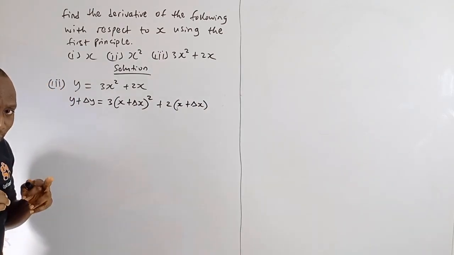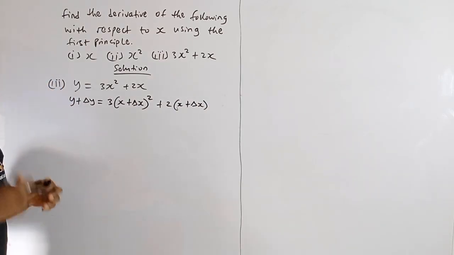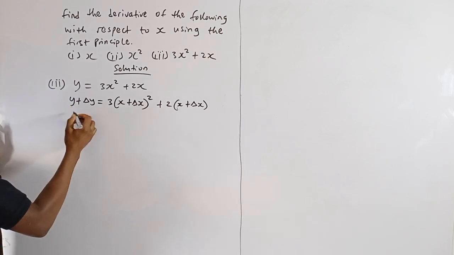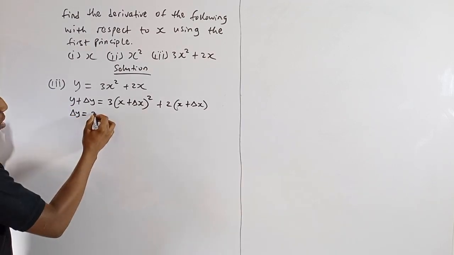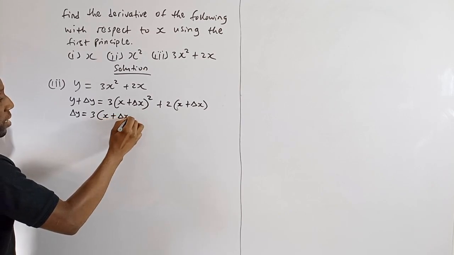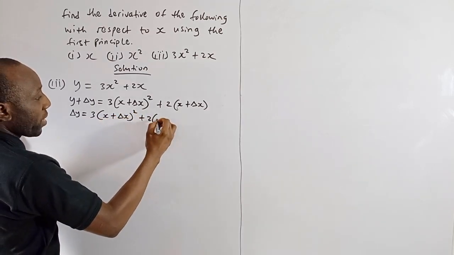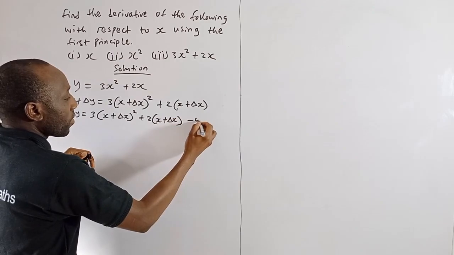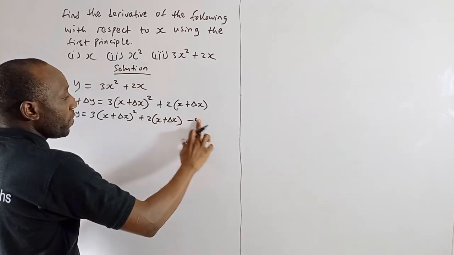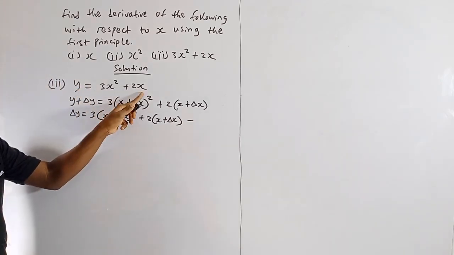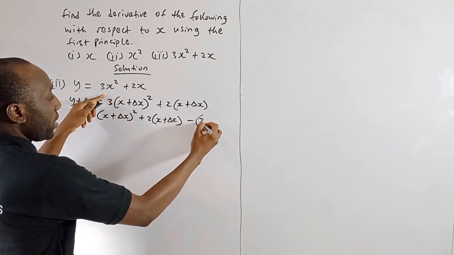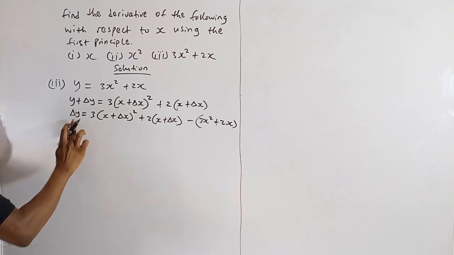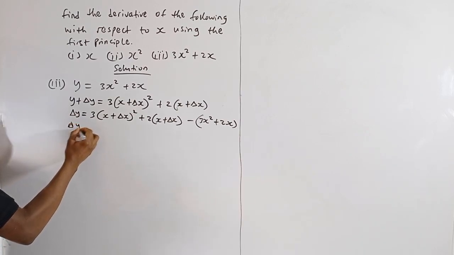All right? What's the next thing? We remove y from here. We're getting to change in y over change in x. So if I remove y from here, I will have change in y is equal to 3 bracket x plus change in x all squared, then plus 2 bracket x plus change in x. If you move y over, I have this. But let me remove this y and replace it with what y is set to. Y is what? 3x squared plus 2x. Very good.